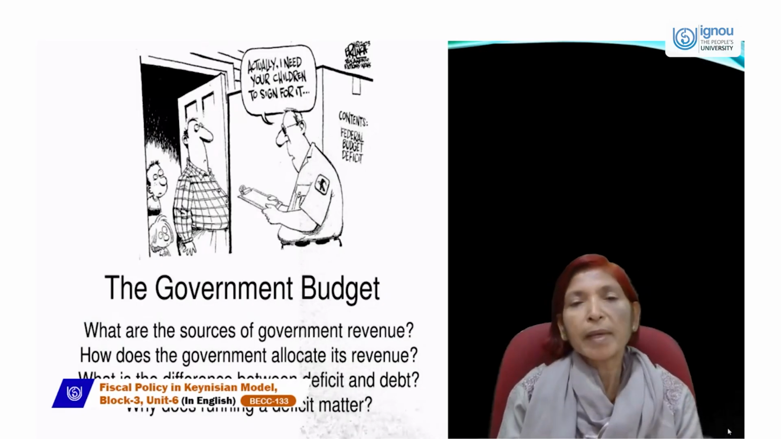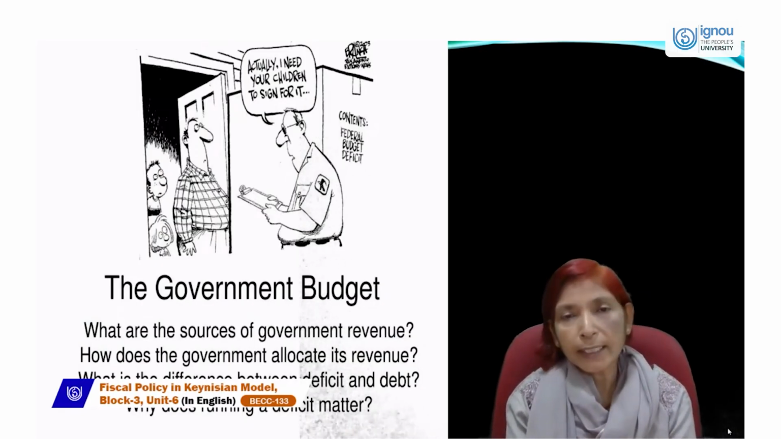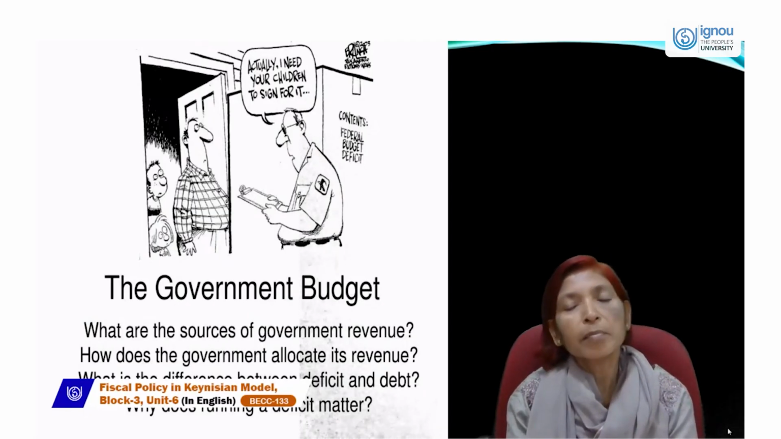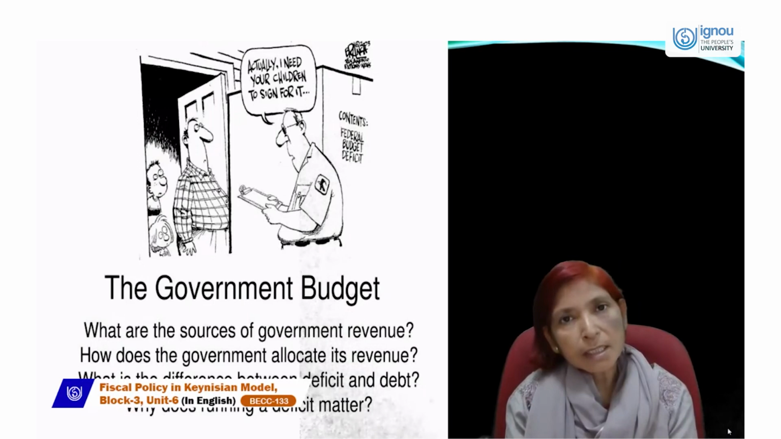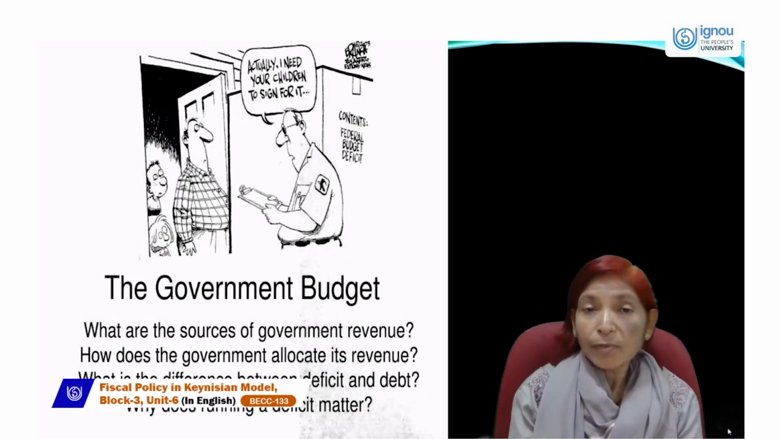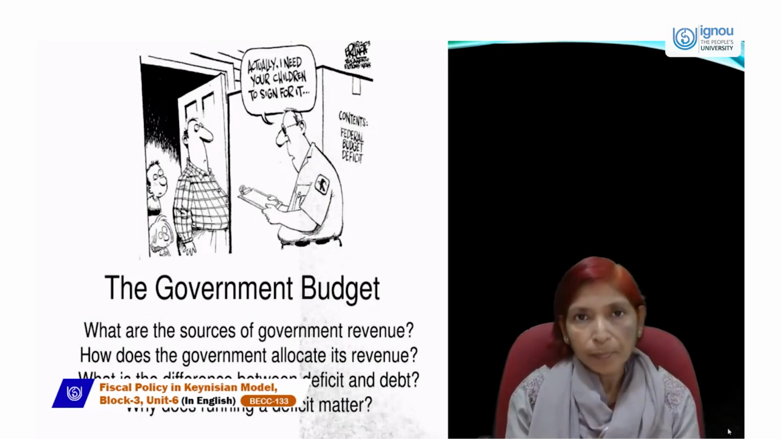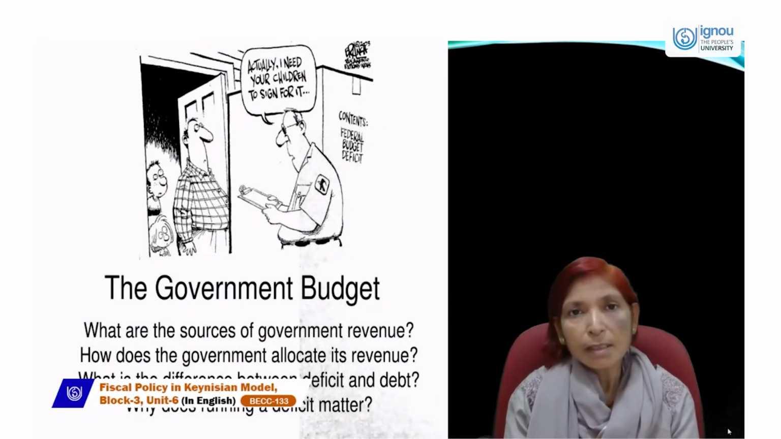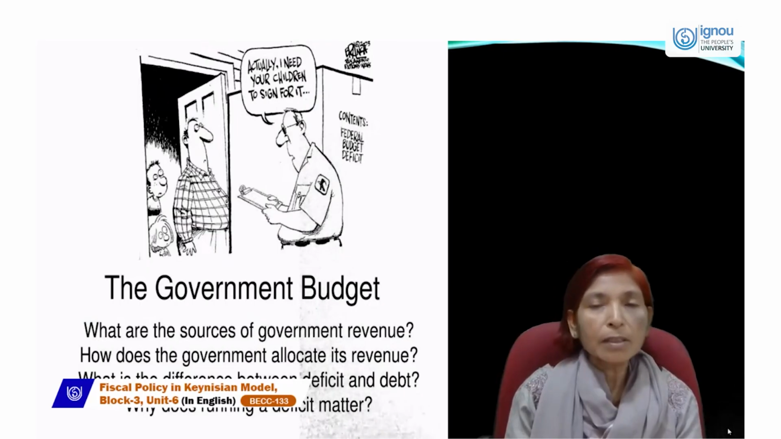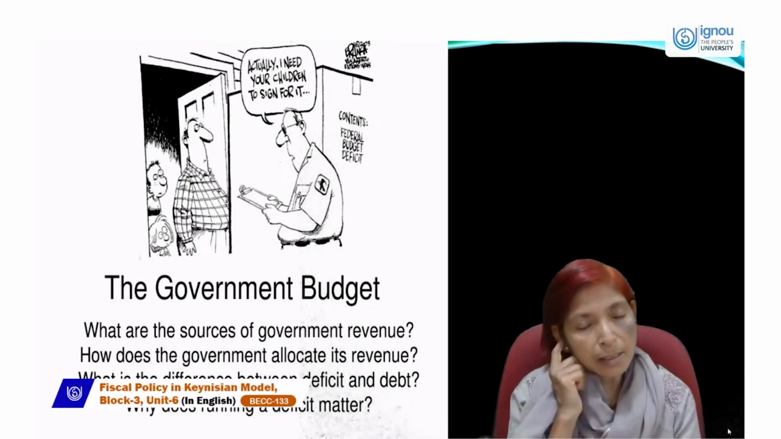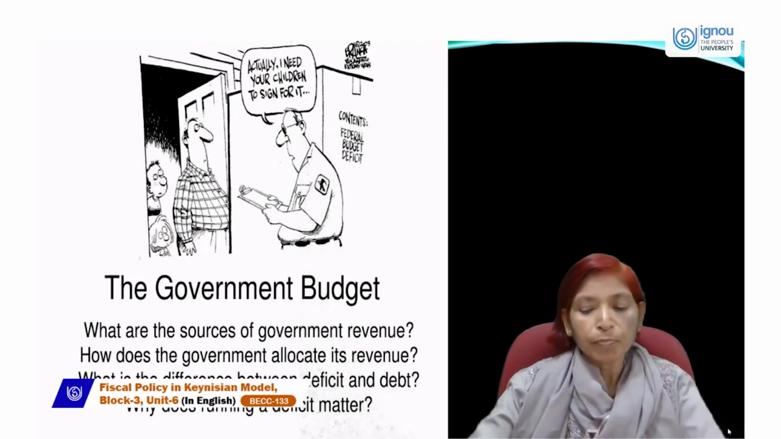So budget may be categorized into two broad categories. One is balanced budget and other is unbalanced budget. Balanced budget occurs when public expenditures and public revenues both are equal. But unbalanced budget may be further two types. One is surplus budget and other is deficit budget.